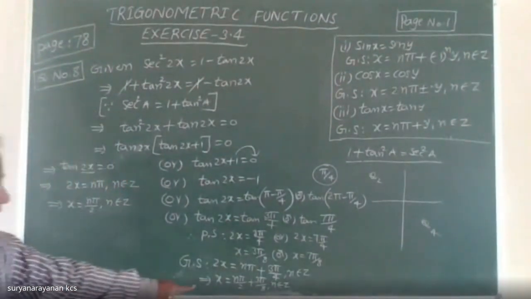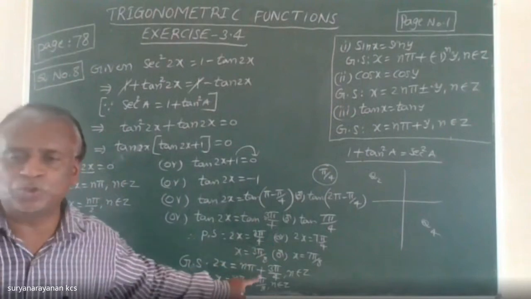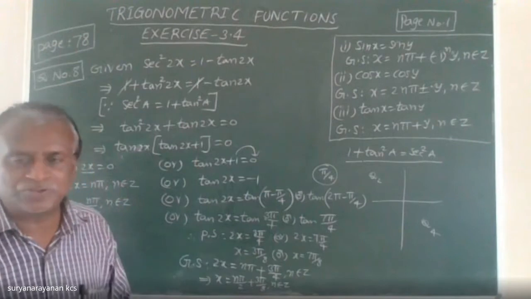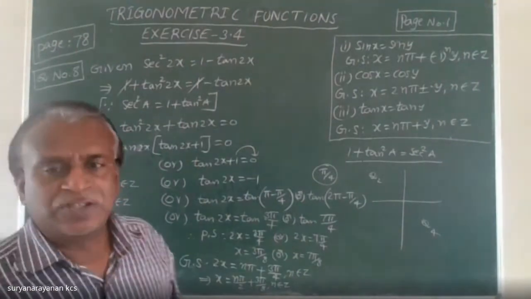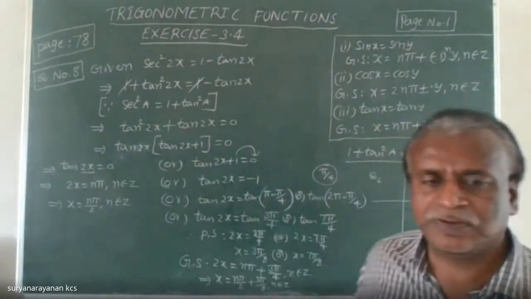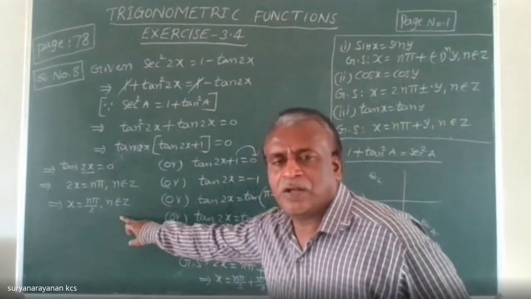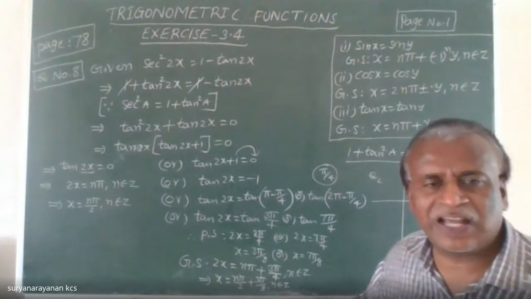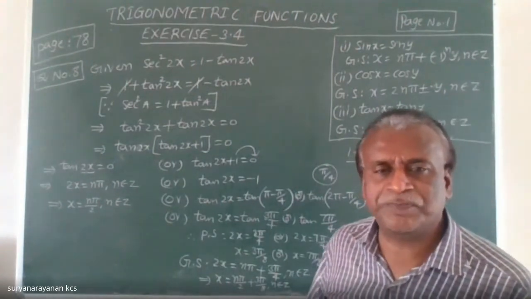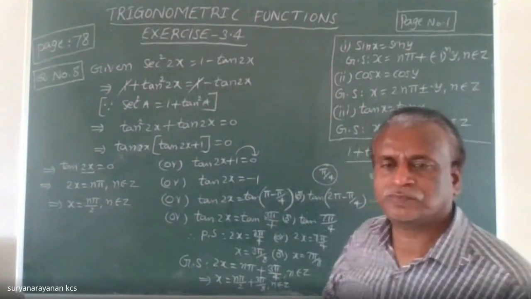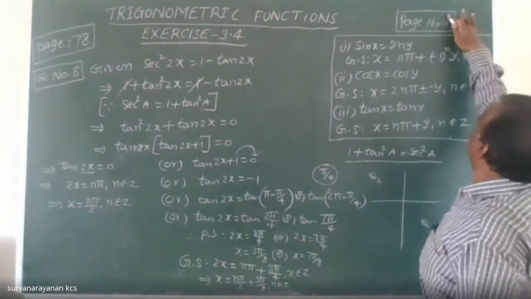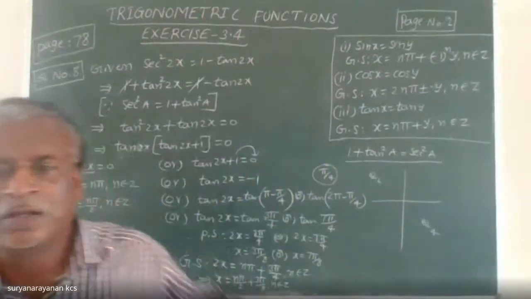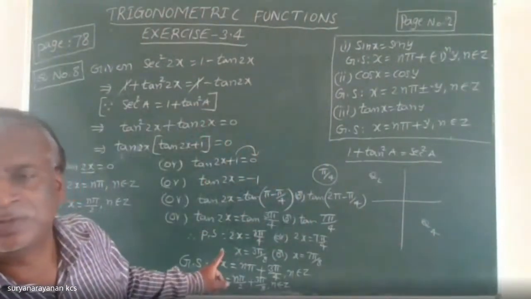Okay, my children. Transposing to the right-hand side, x becomes n pi by 2 plus 3 pi by 8, n belongs to z. Will you write the last step, the conclusion step? We write this solution. Understood this solution, my children?